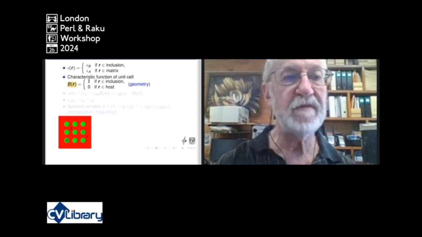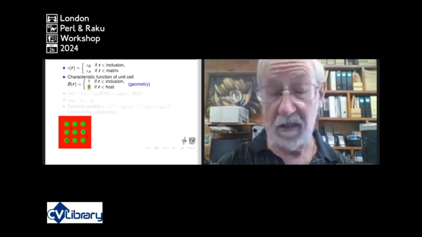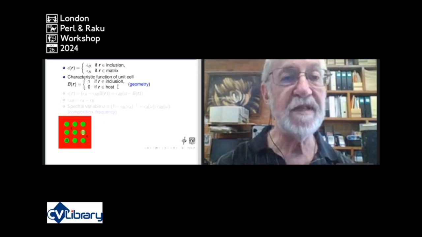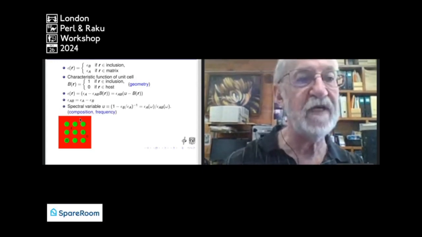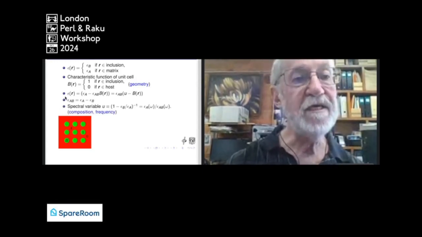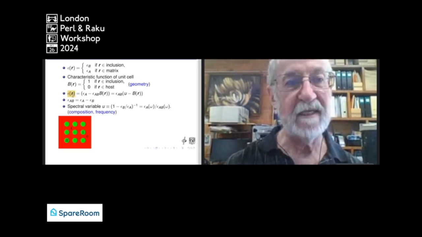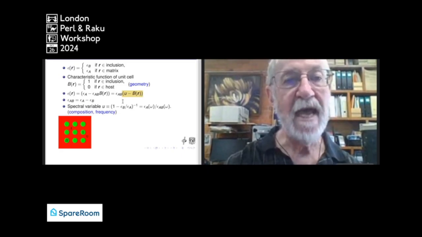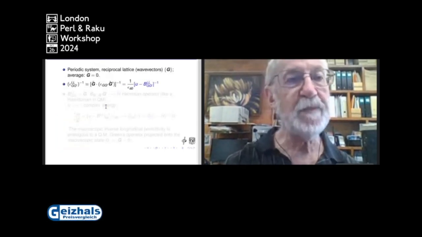So one can describe the geometry of this system by a characteristic function, which is a real function that only takes two values, the value 1 and the value 0: 1 when I'm in an inclusion, say in these green particles in the figure, or 0 when we are in the host, which would be the red region in the figure. So it turns out that the electric response that depends on position can be written in terms of the characteristic function and some complex number, which is called the spectral variable.